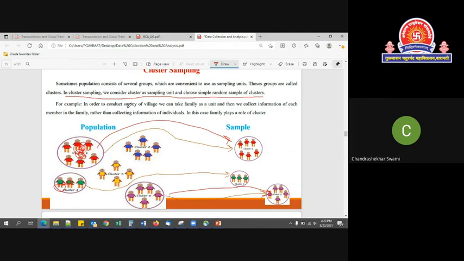For example, in order to conduct a survey of a village, we take a family as a unit. A complete family as a unit instead of each and every person as an element. The whole family I am considering as what? My cluster. That complete family is my cluster, and I am selecting that family, that means I am selecting that cluster in my study. We collect information from each member in the family rather than collecting information from individuals. In this case the family plays the role of a cluster.